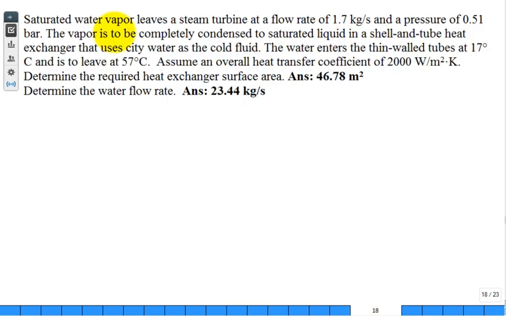We have saturated water vapor leaving a steam turbine at a flow rate of 1.7 kilograms per second and at a pressure of 0.51 bar. A little bit about this pressure. Is that a vacuum?